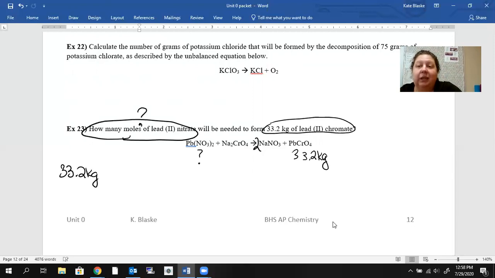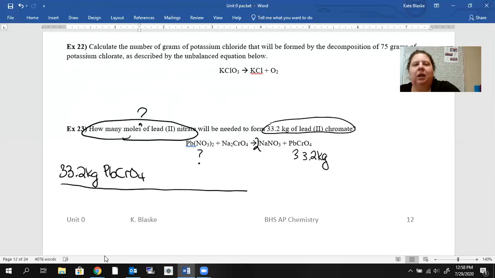Also, always make sure you label it with what the chemical species is. So I have PbCrO4. That just makes sure that you're following all your units the right way, using the right conversion factors as we follow along. Now, this is kilograms. Normally when we talk about molar mass, we're not talking about kilograms, we're talking about grams. So we can do a quick conversion.